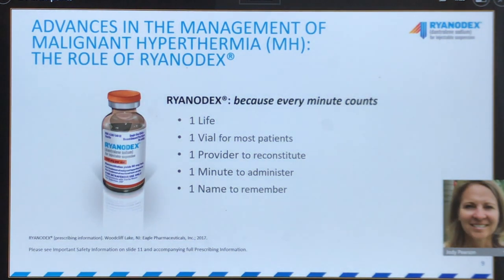So Ryanodex is dantrolene, and this is the antidote that you will be administering should you determine it's malignant hyperthermia. And we're going to go over the dosing of dantrolene and how you would actually reconstitute and administer in a few minutes.